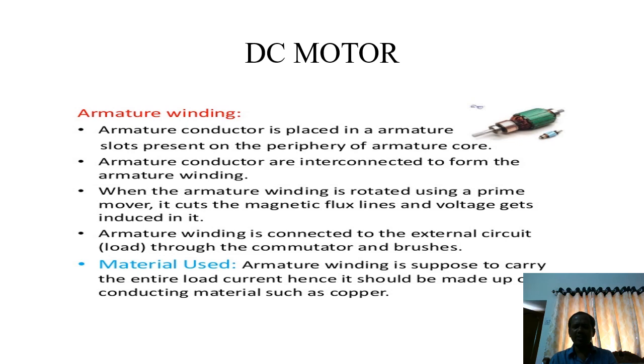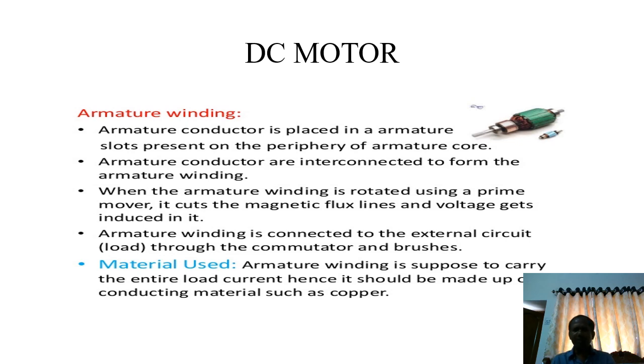When the armature winding is rotated using a prime mover, it cuts the magnetic flux lines and voltage gets induced in it. The armature winding is connected to the external circuit, that is the load, through the commutator and brushes.